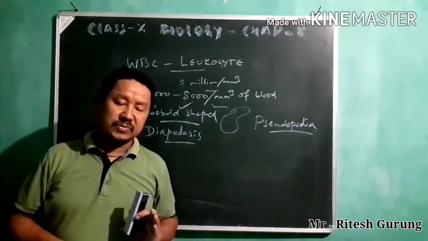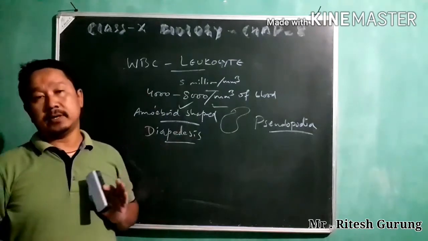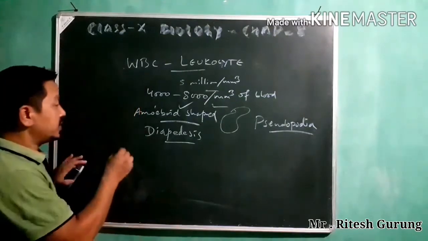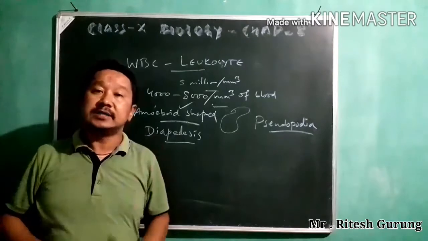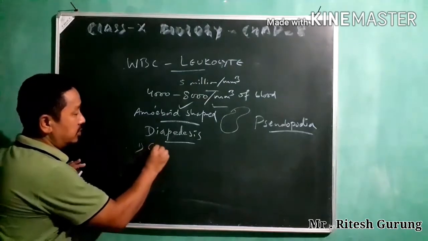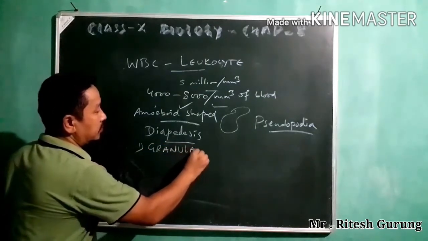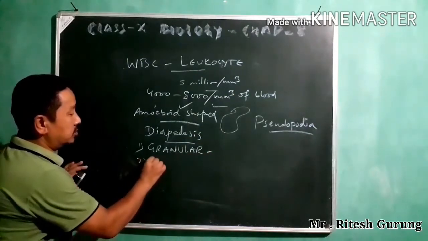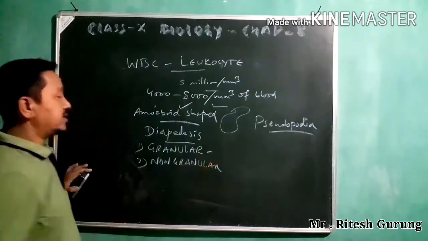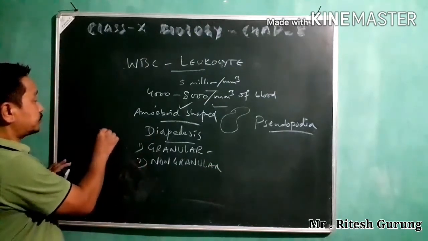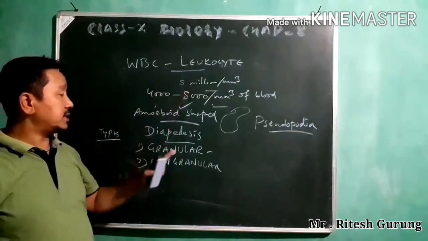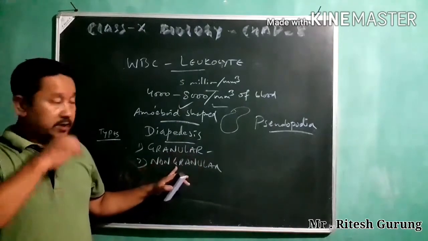Then, based on the shape and other characteristics, this WBC can be broadly categorized into two groups. One is granular, the other one is non-granular. So basically, types of WBC: WBC or leukocytes are of two types, that is granular and non-granular.